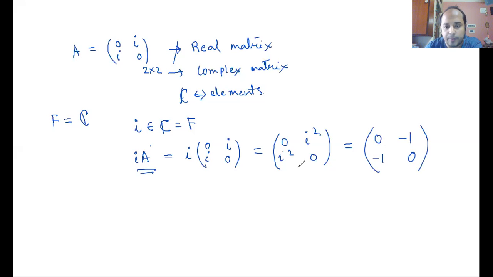So this operation is what? It is actually a different matrix. The matrix is actually iA. So what operation have I performed over here? I have performed this operation over here.